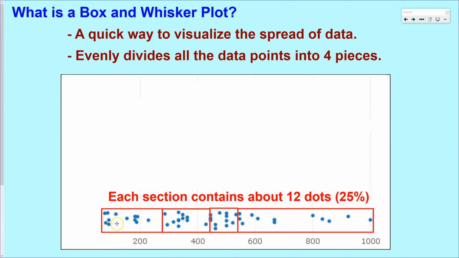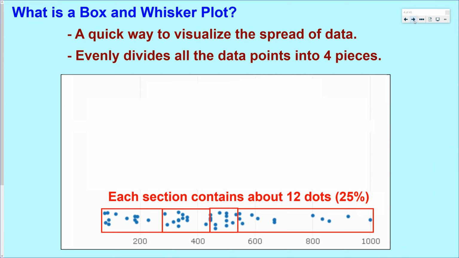So I can't move these dots around at all. They're posted on a number line at a specific value. So if I have to draw my boxes around 12 dots, the boxes look like this. I think some of these boxes have 13 dots in them, but you get the idea. About 12 dots per box.